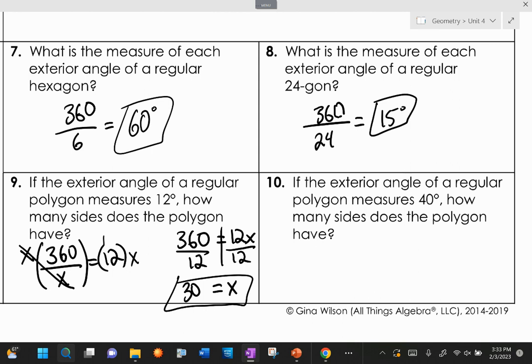What would it have been? It's 40 times 12, 360. Oh, for 10. Yeah. Okay, so we got 360. The exterior angles are going to equal 40. So we're dividing by x.